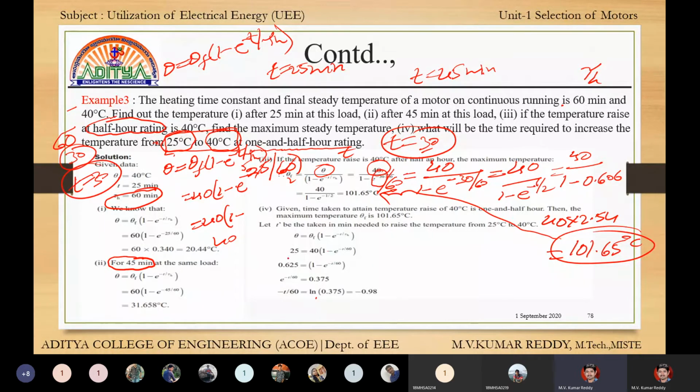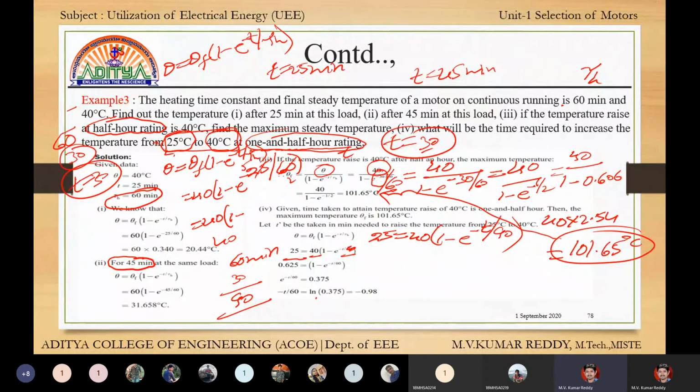In this formula, put 25 and 40, 1 minus e power minus t by 60. Why 60? It is a 1.5 hour rating. 1 hour means 60 minutes, half hour means 30 minutes, total 90 minutes. So 25 is equal to 40 into 1 minus e power minus t by 90. Not 60, it is 90.